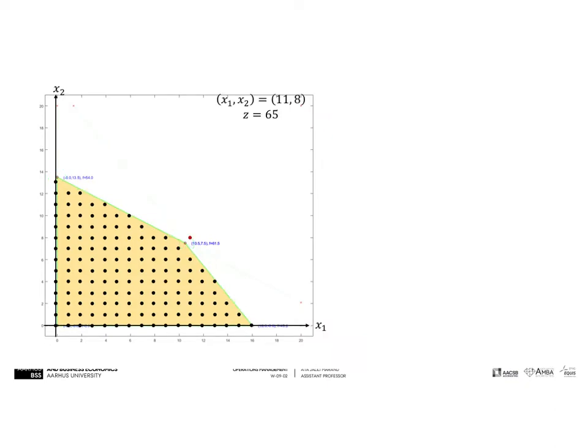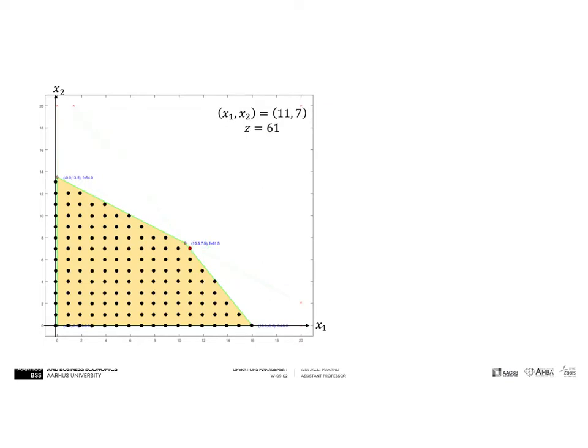Now let's see, if you round up your optimal solution to be 11 and 8, then you actually get a higher objective function, which is greater than 61.5. However, you can see this point is not feasible. It's outside your feasible region. So this is not the solution. I have to search for other solutions.